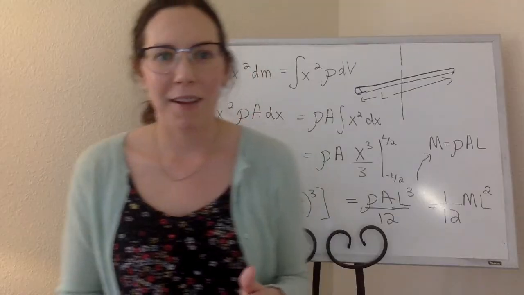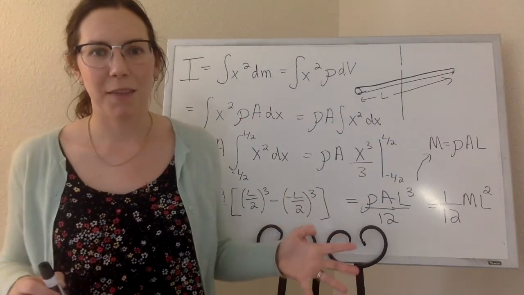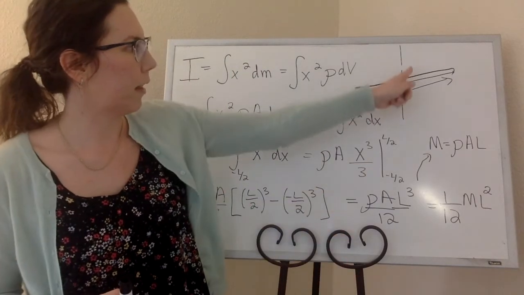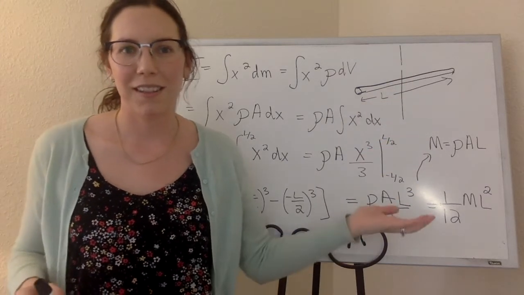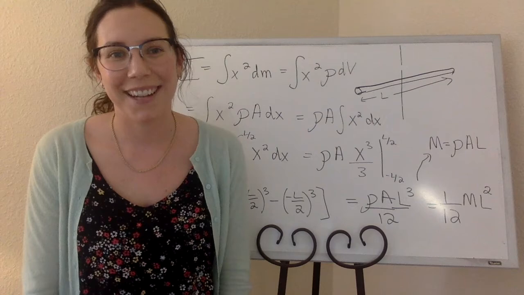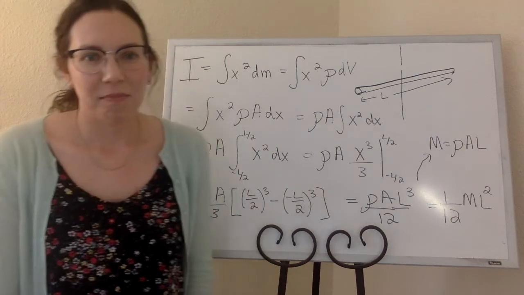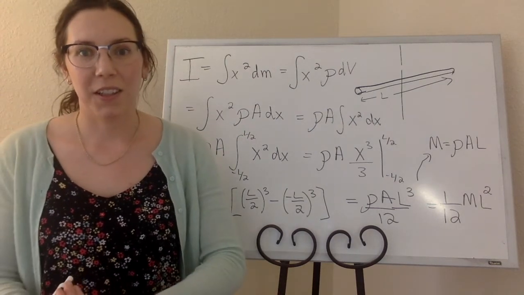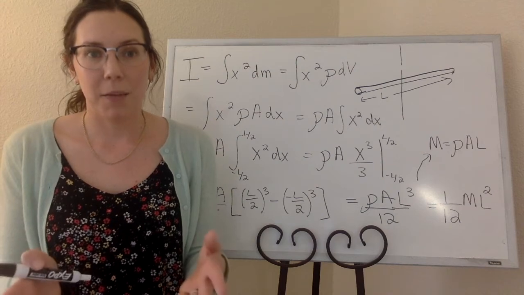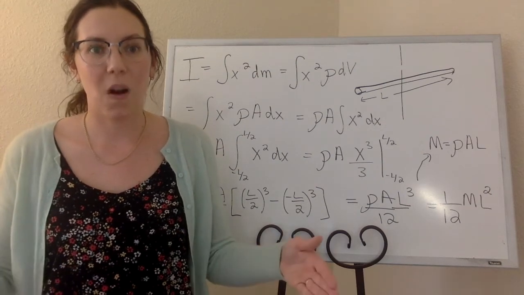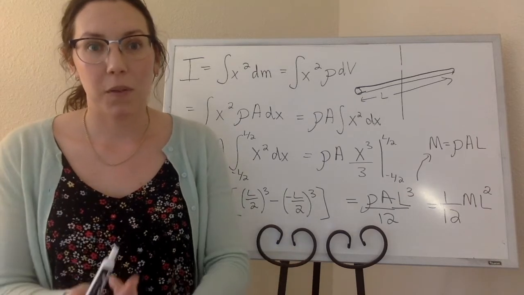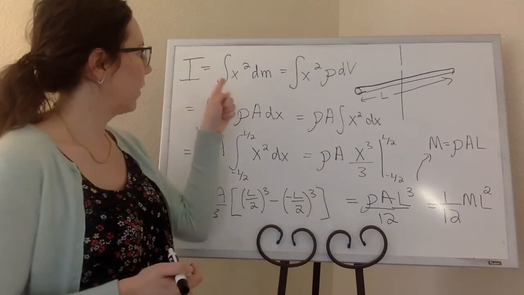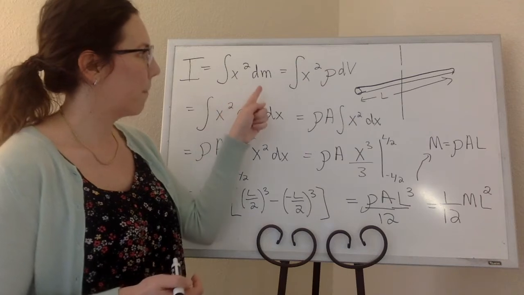Alright, so I've written this out for part A. It looks something like this: a thin rod, and this is the axis of rotation, which is in the center of the rod. We want to take the integral. Since this rod is thin, we can assume that y equals 0 all throughout the length of the rod. So we're really only integrating over x. So we have I equals the integral of x squared dm.